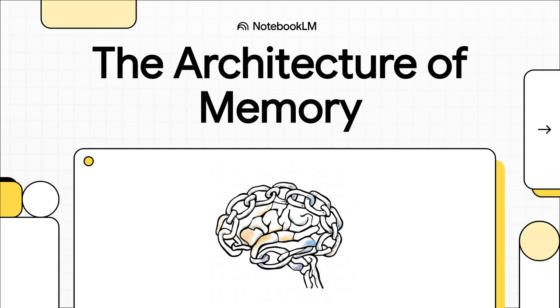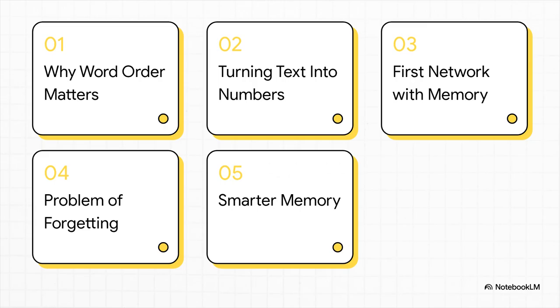Let's dive in. So, here's the plan. We're going to go on a little journey. First, we'll nail down the absolute fundamental problem of language. Why order is just everything. Then, we'll see how we get text ready for a machine to even read it. After that, we'll meet the very first model that had a basic memory, find out about its one critical flaw, and finally, uncover the really ingenious upgrades that gave machines a powerful long-term memory.